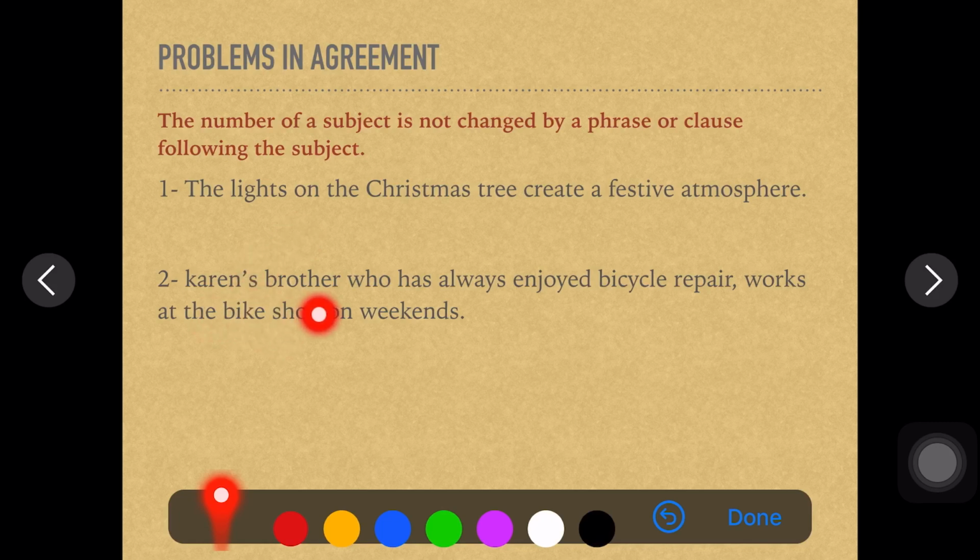Number two, Karen's brother, who has always enjoyed bicycle repair, works at the bike shop on weekends. The adjective clause, who has always enjoyed bicycle repair, does not affect the number of the subject brother. So it's still singular, so here we have a singular verb. We add S to the verb.